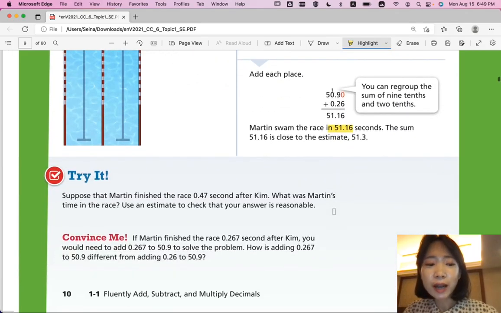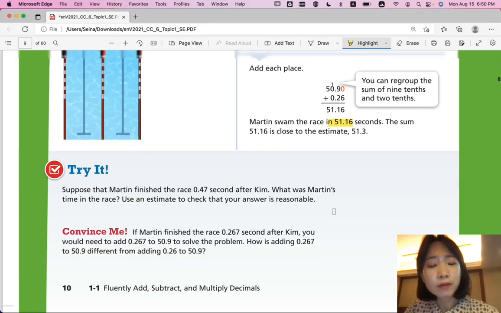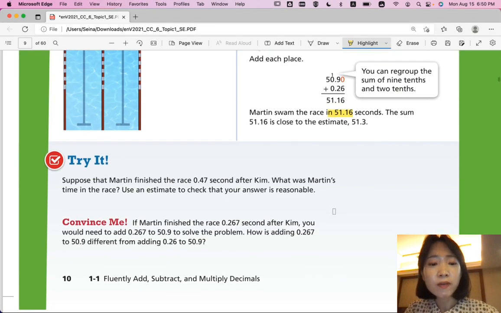Let's look at Try It. Suppose that Martin finished the race 0.47 seconds after Kim. What was Martin's time in the race? Use an estimate to check that your answer is reasonable. So instead of 0.26, he finished the race 0.47 after Kim. So now figure out Martin's new time. See if you can do it by yourself. Pause the video and come back when you're ready for the answer.